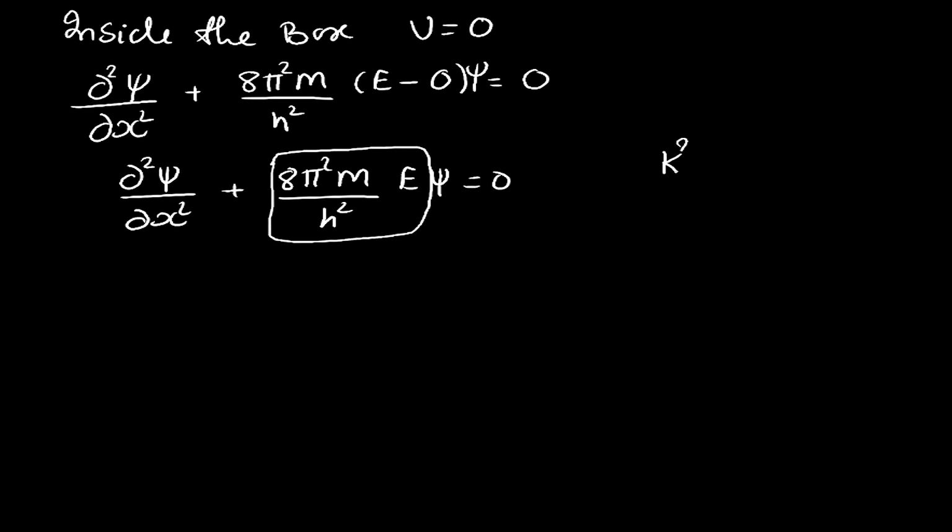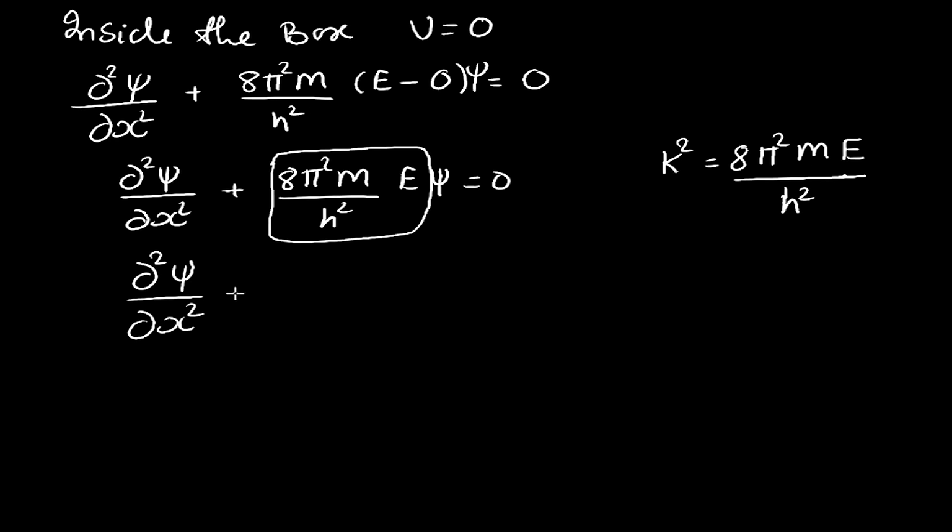So I could write capital K square is equal to 8 pi square m E by h square. So this is k square, and I will substitute k square in this expression. So we will have d square psi by dx square plus k square psi, and this is equal to 0.